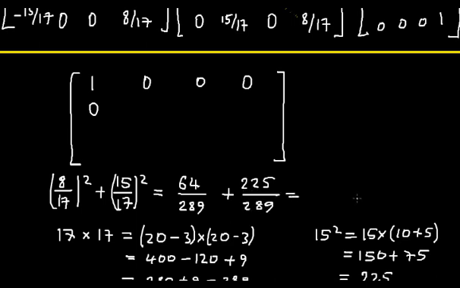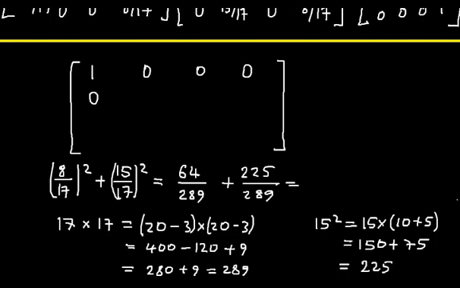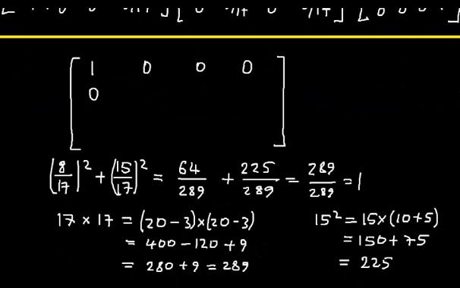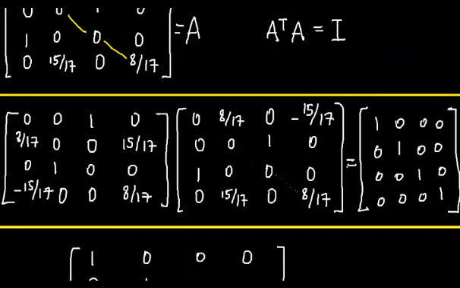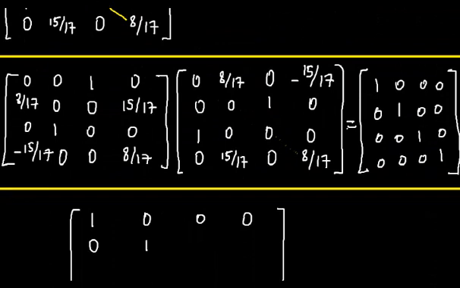And 64 plus 225, sorry, that line wasn't visible there. 64 plus 225 is exactly 289. Wow, that does work out to be equal to 1. And that's what we wanted if we wanted that equality of matrices to hold, right? So it does work out to be 1 here.